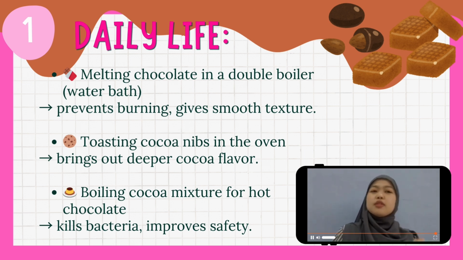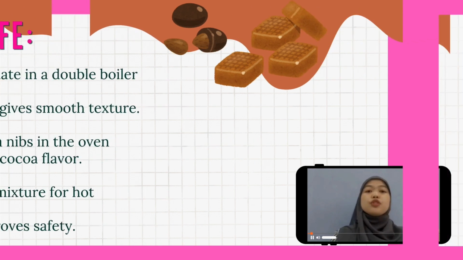Then toasting cocoa nibs in the oven. When we toast nibs, the heat brings out a deeper, richer cocoa flavor. This makes the chocolate taste more intense and delicious. Also, boiling cocoa for hot chocolate helps kill bacteria. So not only is your drink yummy, but it's also safe to drink.